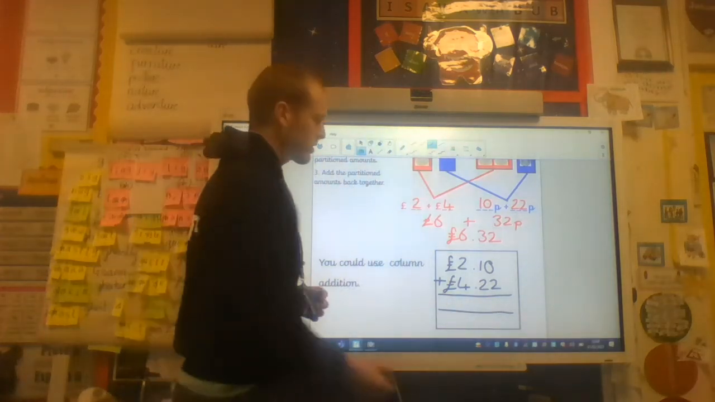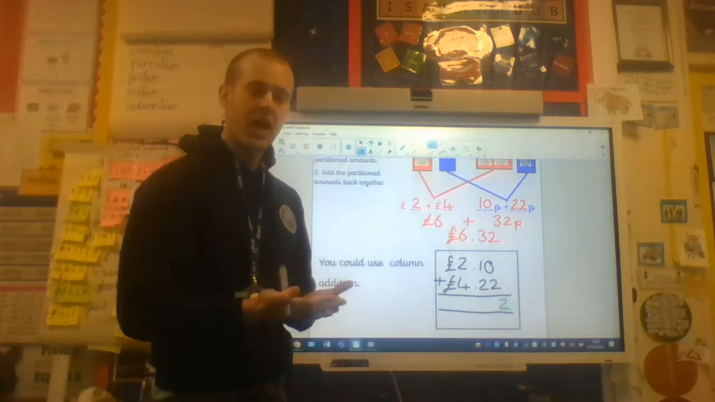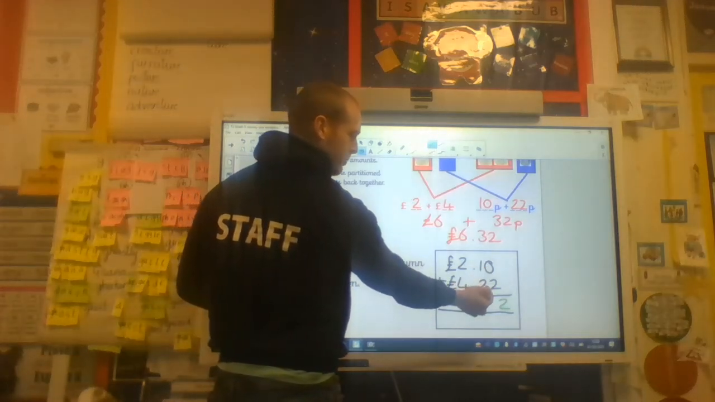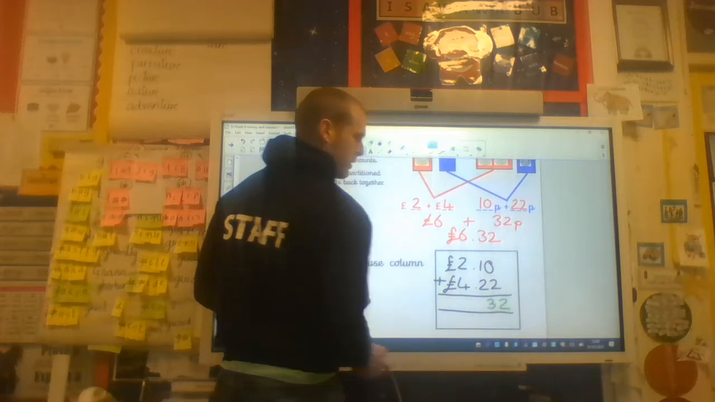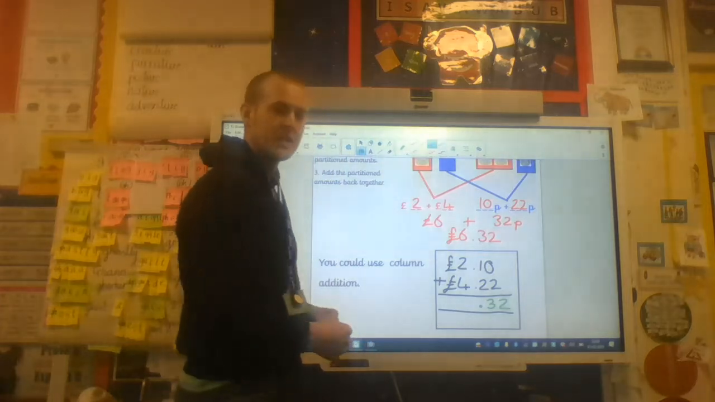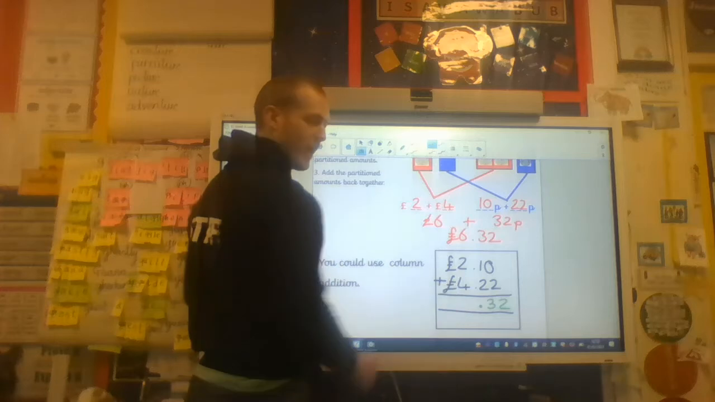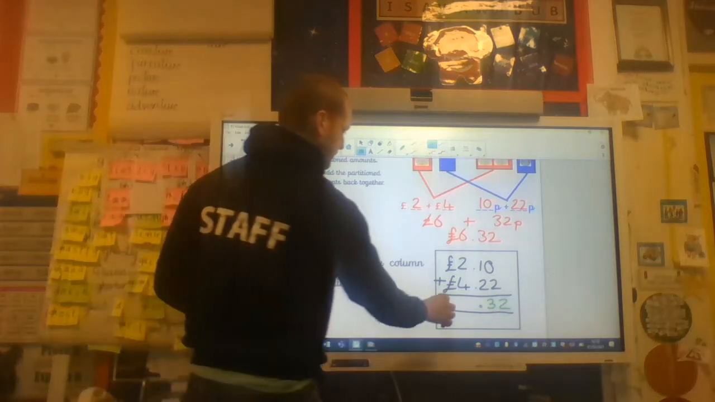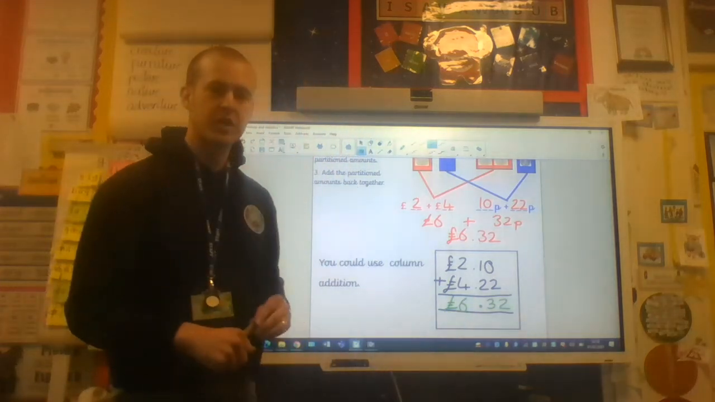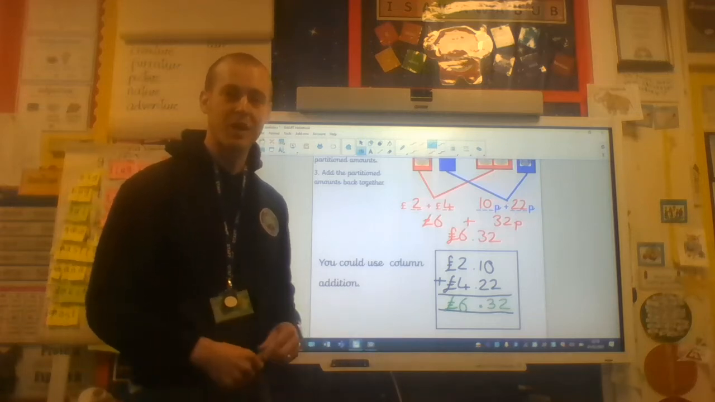First, we add up the pence. 0 pence add 2 pence is 2 pence. Next, I'm going to add up tens of pence. 1 10p piece add 2 10p pieces equals 3 10p pieces. Don't forget to separate your pounds and pence by putting in a decimal point. Next, we add our pounds. £2 add £4 equals £6. £6.32. So you can use partitioning and column addition to add amounts of money together.